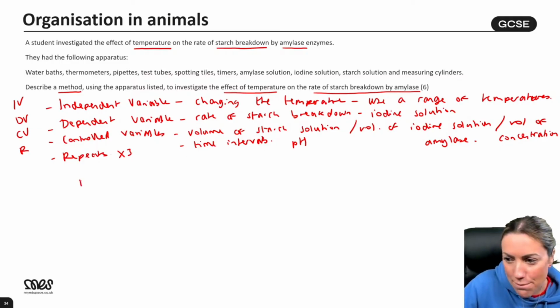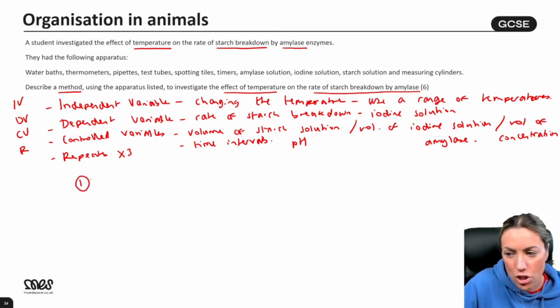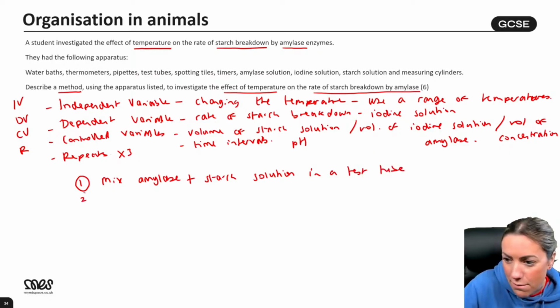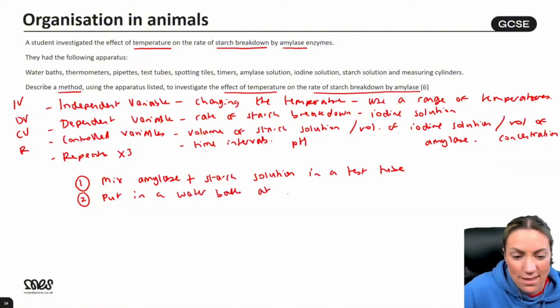So then you're going to do a simple method. Keep it simple, structure it well. So I'm using the equipment. I'm going to mix, what have I got? I've got amylase and starch solution in a test tube. I'm using the apparatus that they've given me. I'm going to put it in a water bath at, suggest any temperature, doesn't matter.